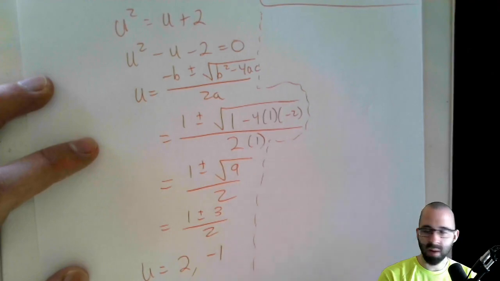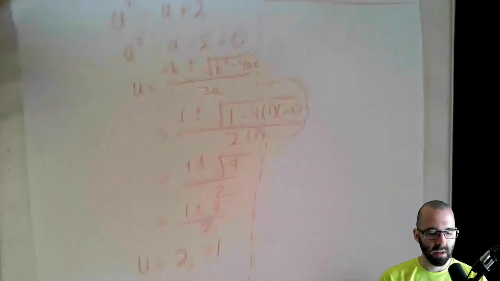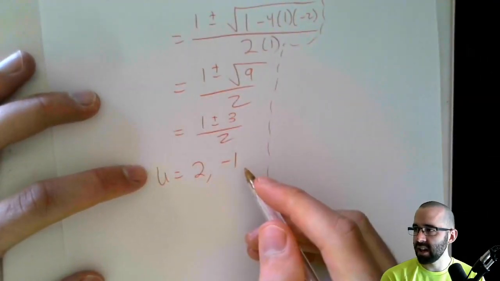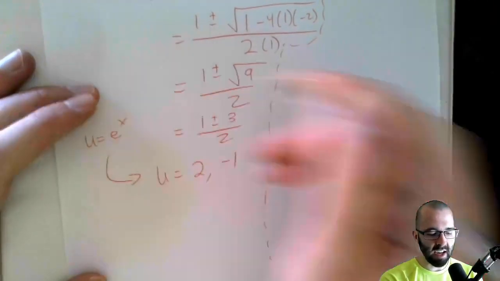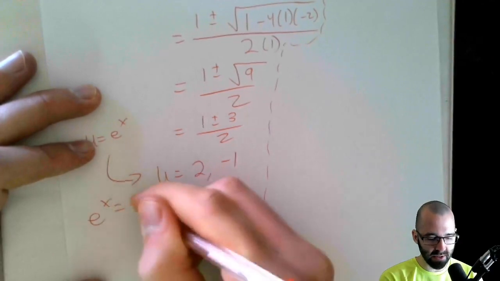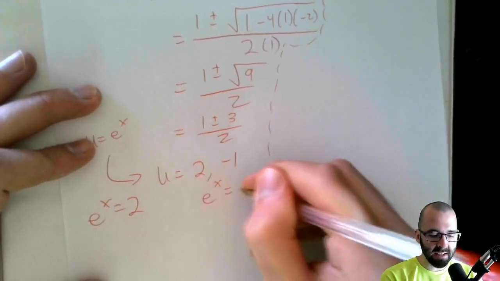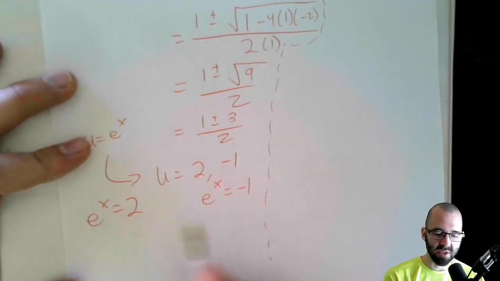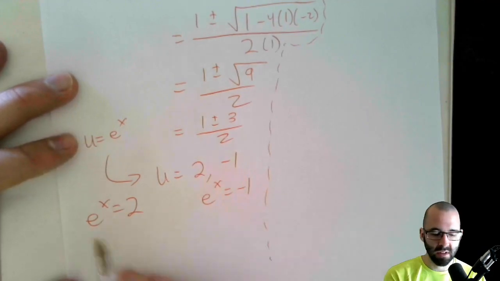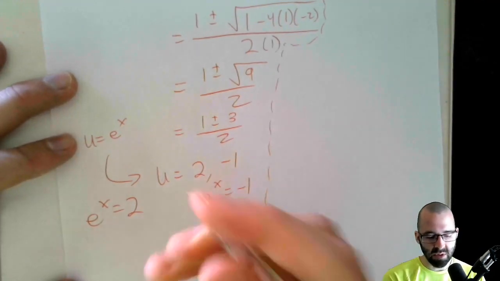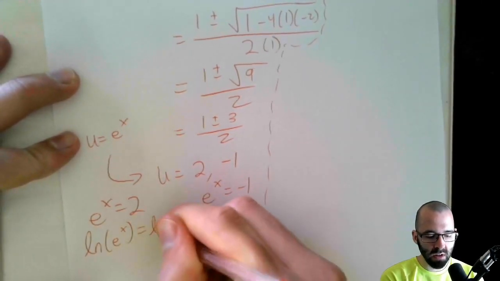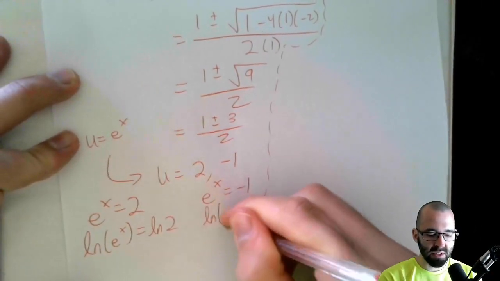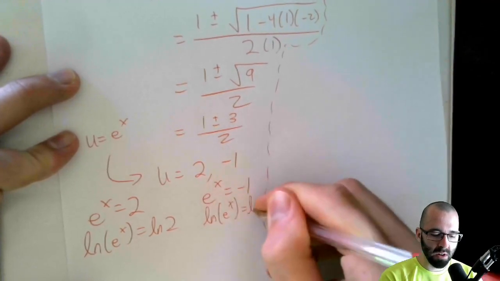Let's continue on with the problem. u is 2 and u is negative 1. But remember, u is e to the x. So we get e to the x equals 2 and e to the x equals negative 1. We have to solve both of these equations. So again, we just natural log both sides, just like before.